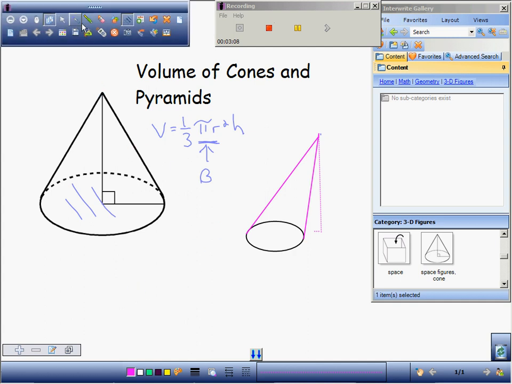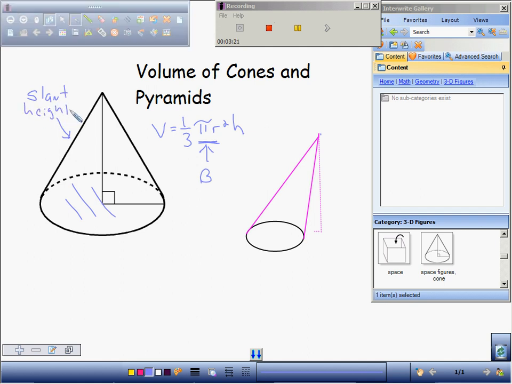And the other thing in a cone, does anyone remember what this side is called? That's called the slant height, okay? A lot of times they'll just give you the side of a cone, and then you'll have to use the Pythagorean theorem. So maybe they'll tell you that the slant height over here is 5, and that the radius is 3. And they'll say, find the volume.